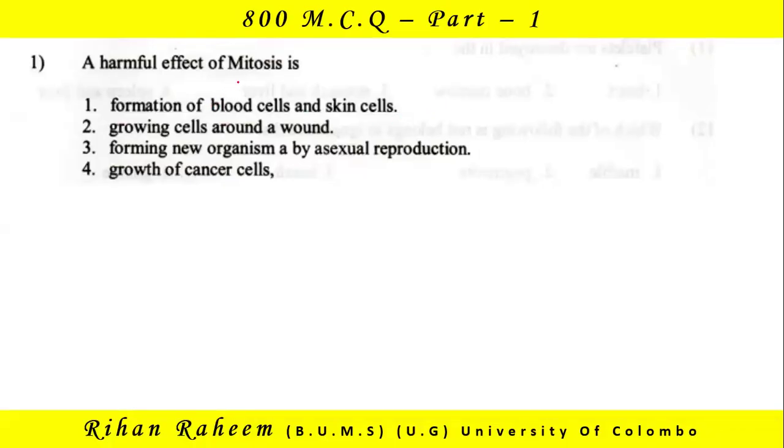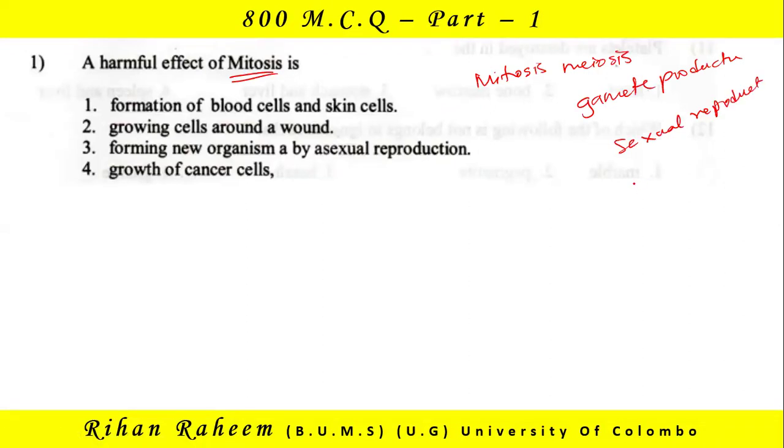First one, a harmful effect of mitosis. We know there are two types of cell division. One is mitosis, the other one is meiosis. Meiosis is helpful only for gamete production, nothing else. Gamete production is used in sexual reproduction.